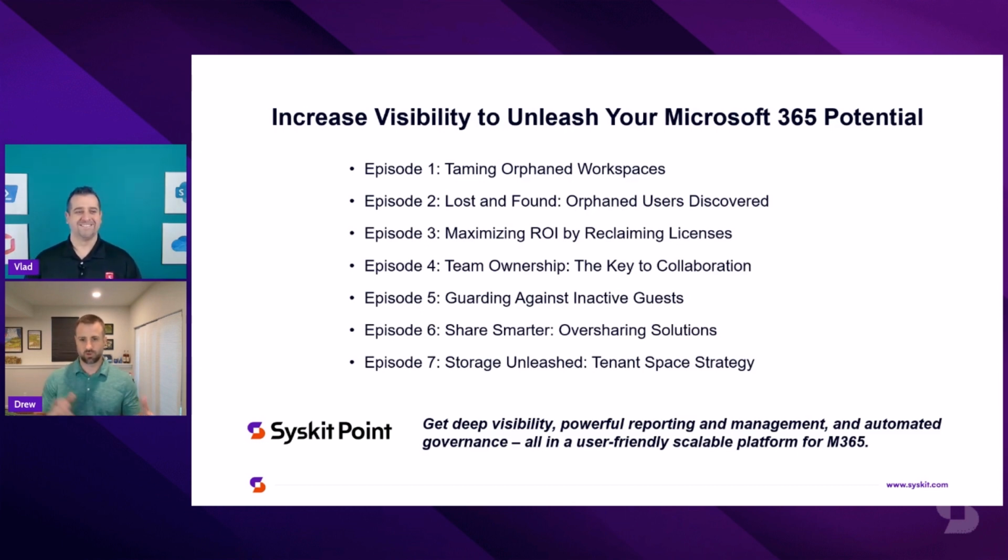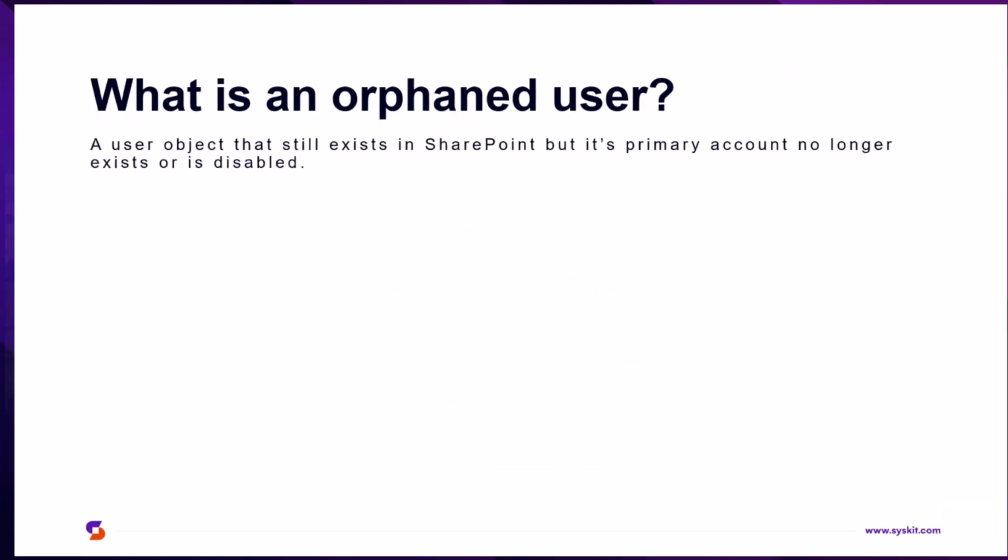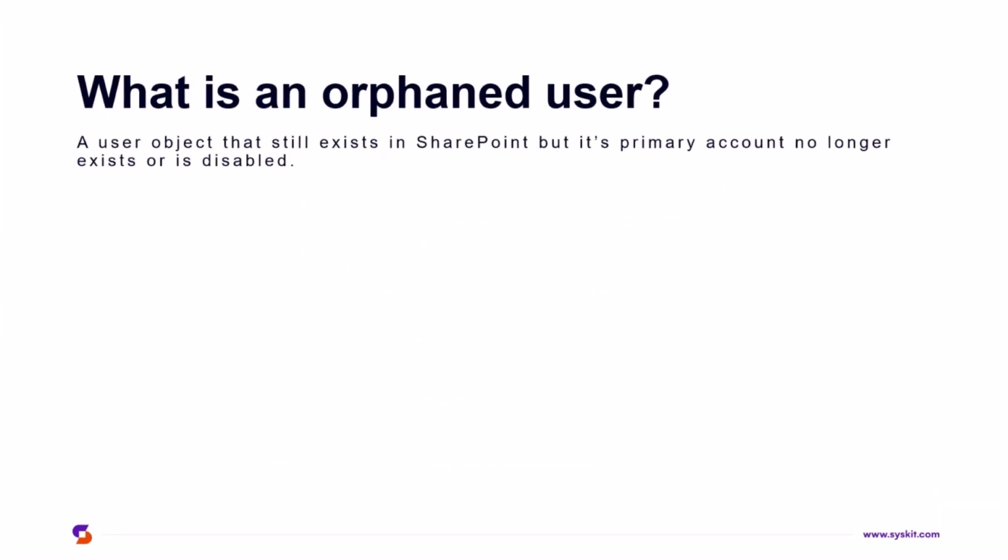And this was, I think, a great follow-up onto the last episode where we did talk about orphan workspaces. So today, we're going to be talking about orphan users. There's a big difference between the orphan workspace conversation and the orphan user conversation. An orphaned user is a SharePoint-specific concept where it is a primary account, an account that no longer exists or is disabled, but it actually still exists in SharePoint.